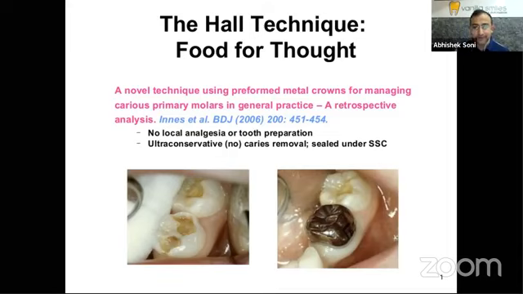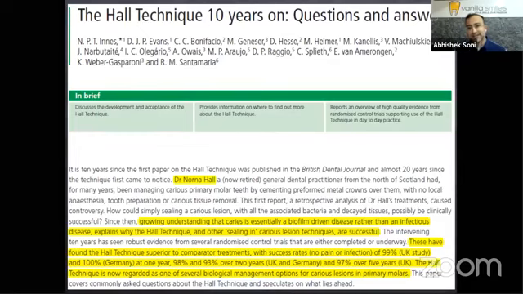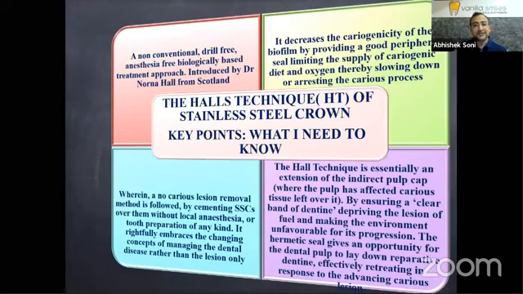But the moment the source of nutrition is cut, and this is the basic concept on which the Hall's technique is based upon. This was developed by Norna Hall, and you get a success rate of around 97 to 99%, provided your case selection is right. We will look into how to do the right case selection for the Hall's technique. So this is what we all need to know about Hall's technique. It basically decreases the cariogenicity of the biofilm by providing 100% good peripheral seal, limiting the supply of cariogenic diet and oxygen, thereby slowing down or arresting the process underneath the crown.